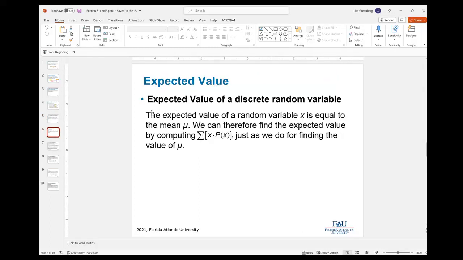Okay, and now we have something called the expected value. The expected value of a discrete random variable is equal to the mean. So expected value, mean, same thing. We can therefore find the expected value by multiplying our X times the probability that our X occurred, for each event, and then we add them together, which is basically what we did when we found mu.